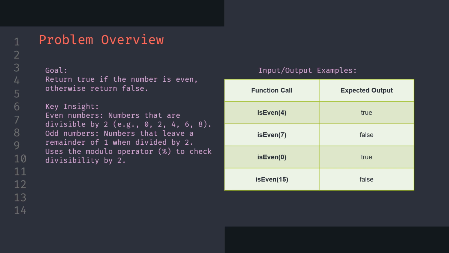The easiest way to check if a number is even is to use the modulo operator. If num modulo 2 is strictly equal to 0, the number is even. Otherwise, it is odd. This simple check works for positive, negative, and 0 values.